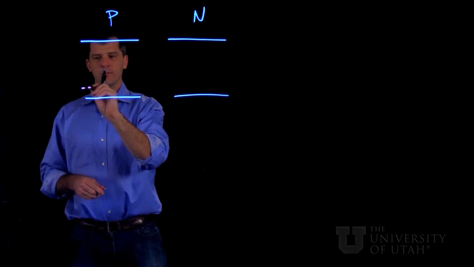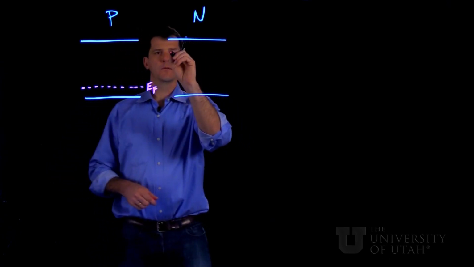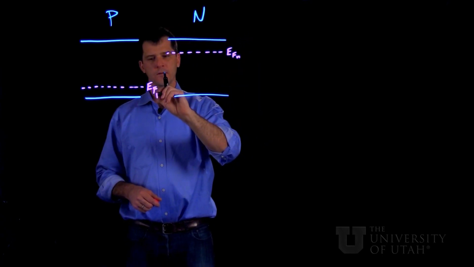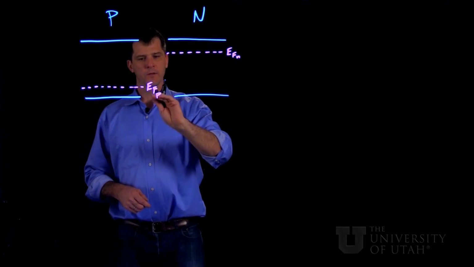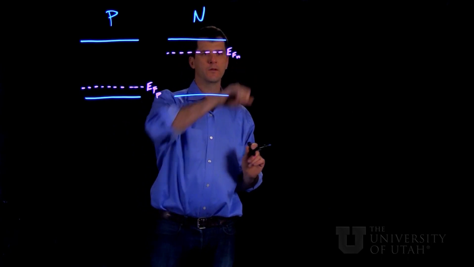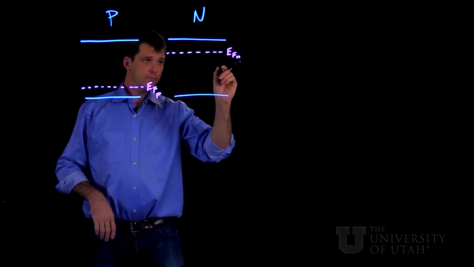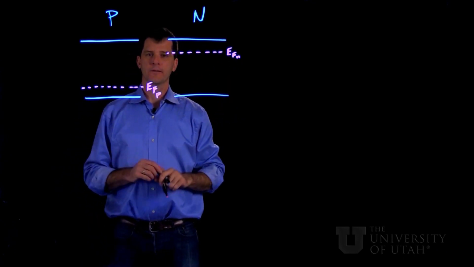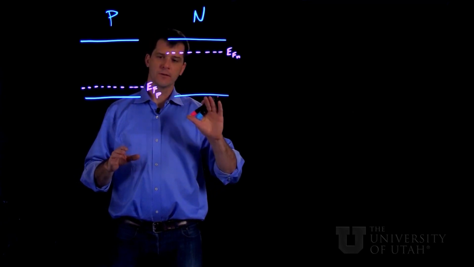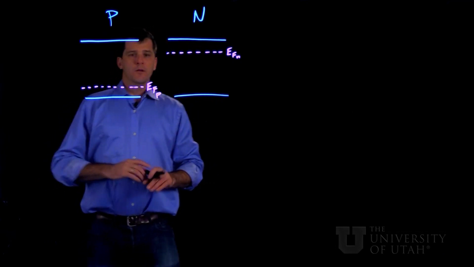On the P side, the Fermi level is here, somewhere below the middle of the band gap. On the N side, it's here. And I'm going to denote the Fermi level on the P-type side with a subscript P, EFP, and EFN for the Fermi level on this side. So in this case, we're not talking about excess carriers. We're talking about equilibrium carrier densities, but I just have to denote which side we're talking about.